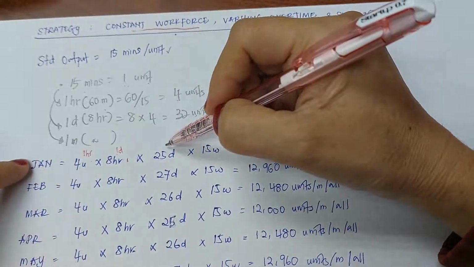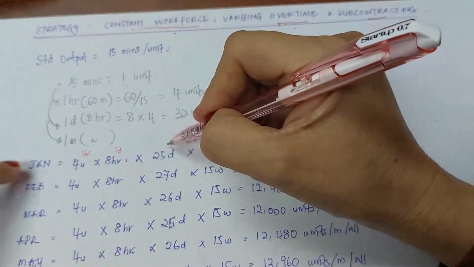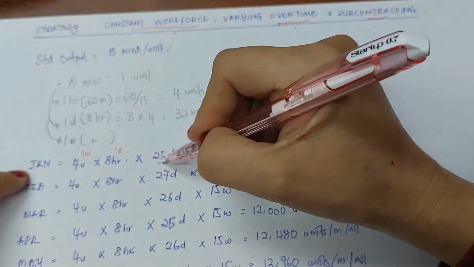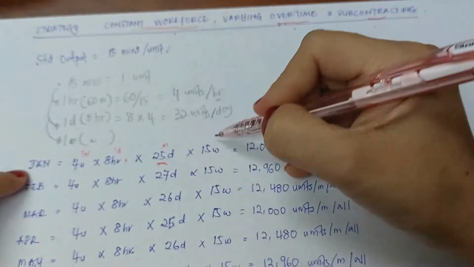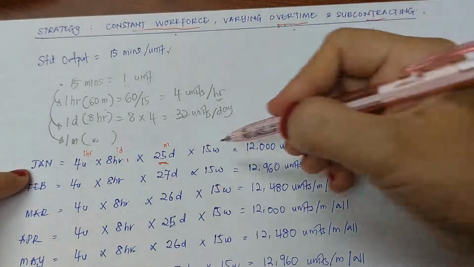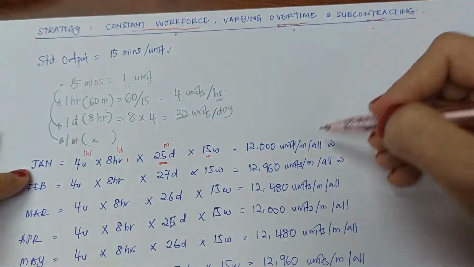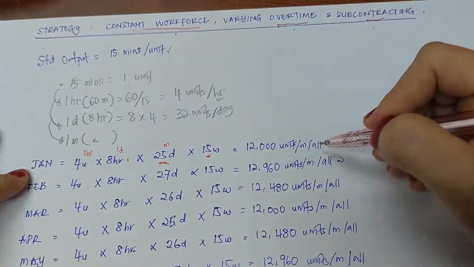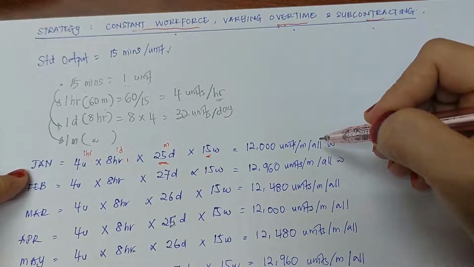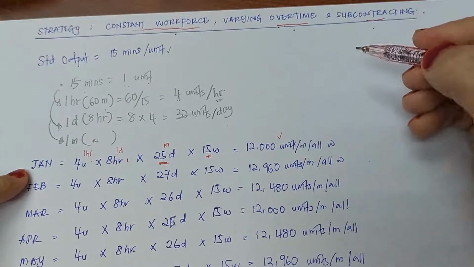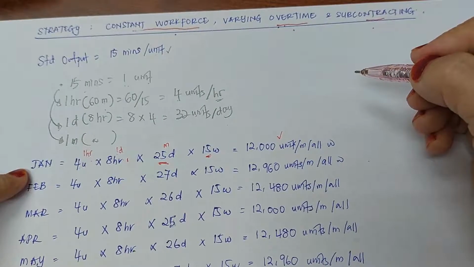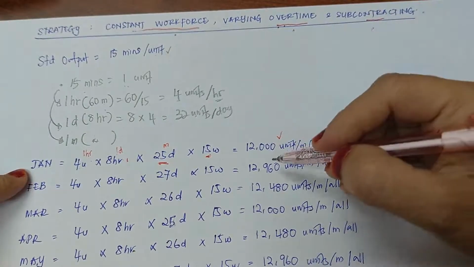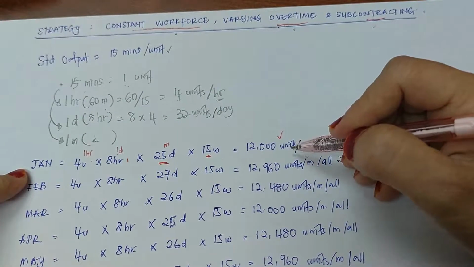Then we multiply with the working days per month. For January, the company is working for 25 days. So this is monthly basis, and we multiply with all the workers. The company has 15 workers. So the standard output that the company can produce in January is 12,000 units. So bulan Januari company dapat keluarkan 12,000 units of output.